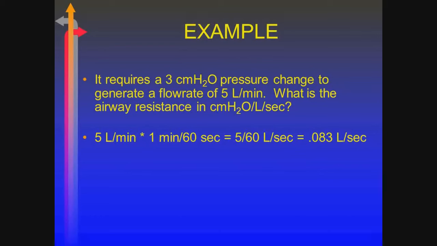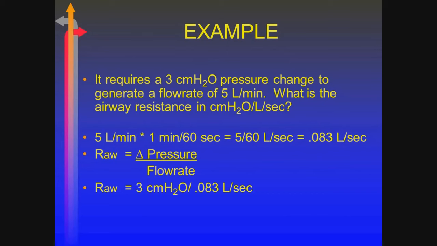So now my units are in liters per second. Now I can go ahead and divide my change in pressure over my flow rate. So it's 3 centimeters of water divided by 0.083 liters per second, and I come up with 36 centimeters of water per liter per second.